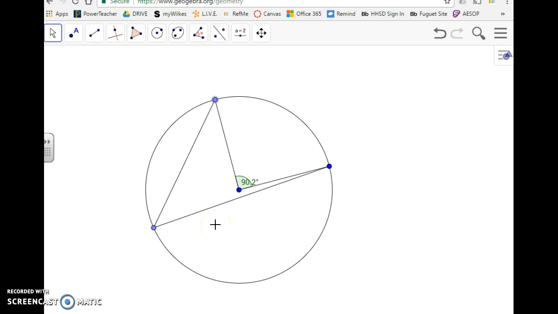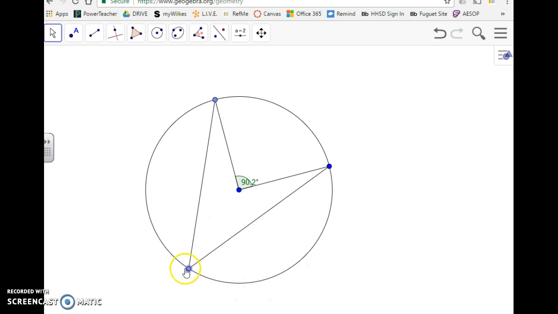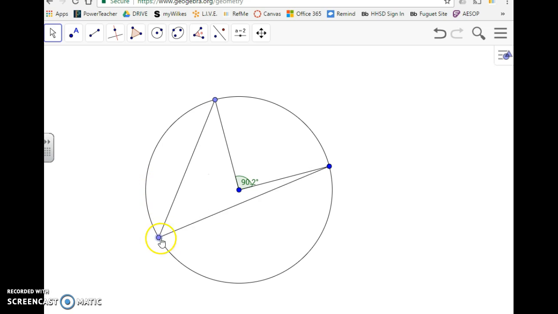There, I'll call that 90. So if that's 90, what do you think that's going to be? It definitely isn't equal. But now the question is, what is this going to be? And if you look, when I move it, it doesn't actually change the angle. No matter where I put this vertex, it doesn't change what the angle is going to be.